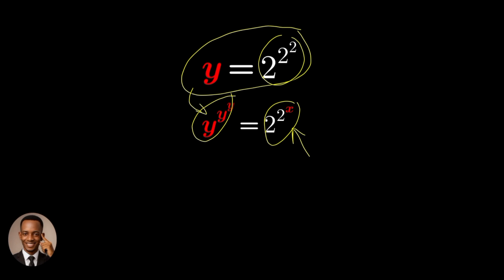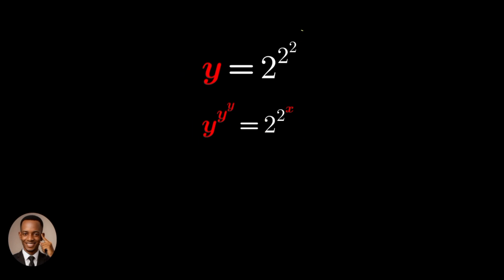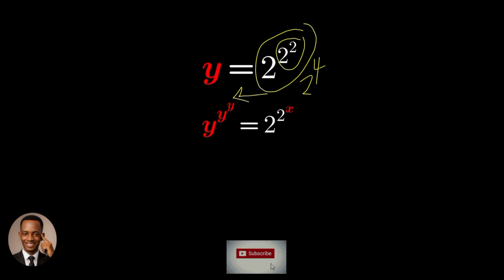It might be very intricate for us to directly substitute 2 into y. It might look too much to handle. So what we do is replace this 2 to the power of 2 to the power of 2 with 16. Why? Because 2 to the power of 2 is 4, and 2 to the power of 4 is 16.